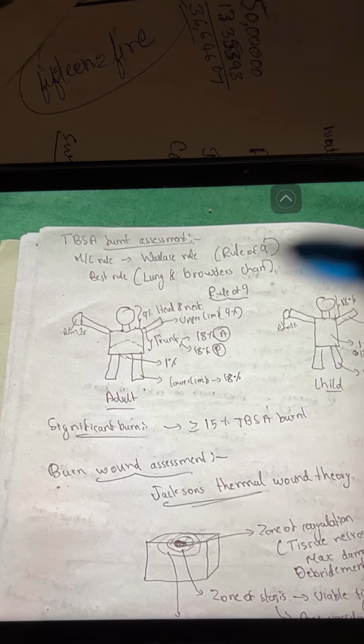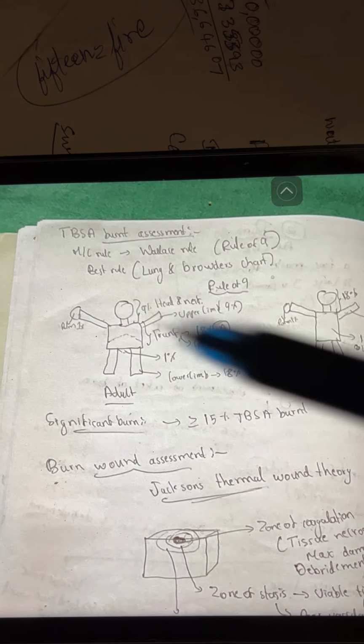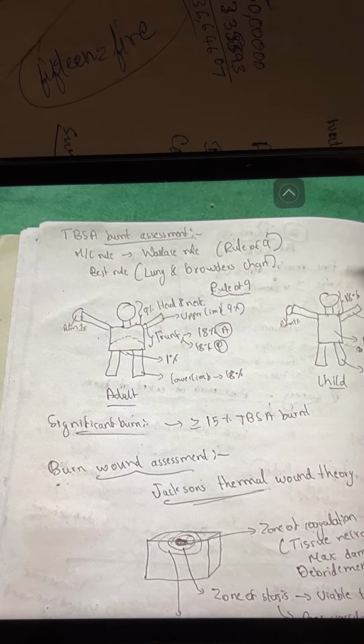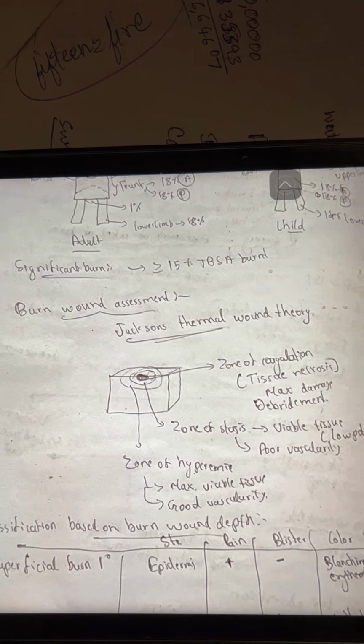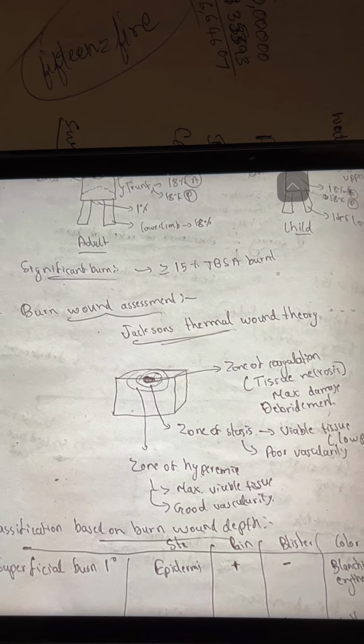Coming to the second part of burns, the total body surface area rule of 9, everyone will know. Okay, no need to tell. Wound assessment: these layers are there, just like the stroke layers, the penumbra layers and all.